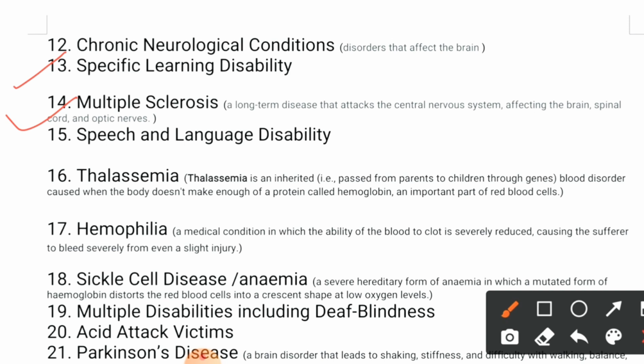Okay, next we have multiple sclerosis. It is a long-term disease that attacks the central nervous system, affecting the brain, spinal cord, and optic nerves.